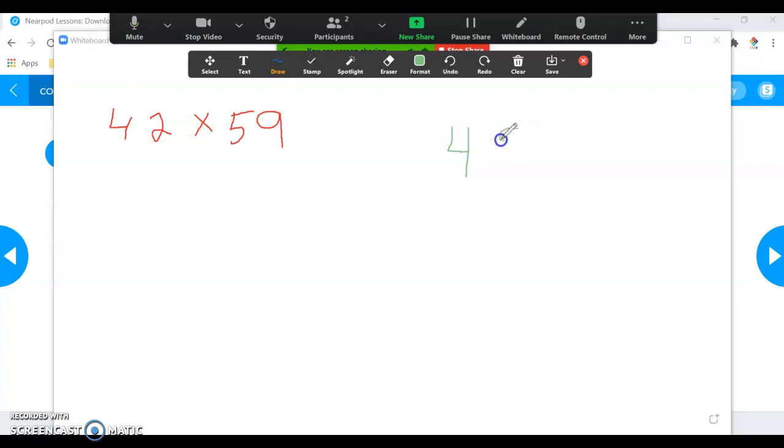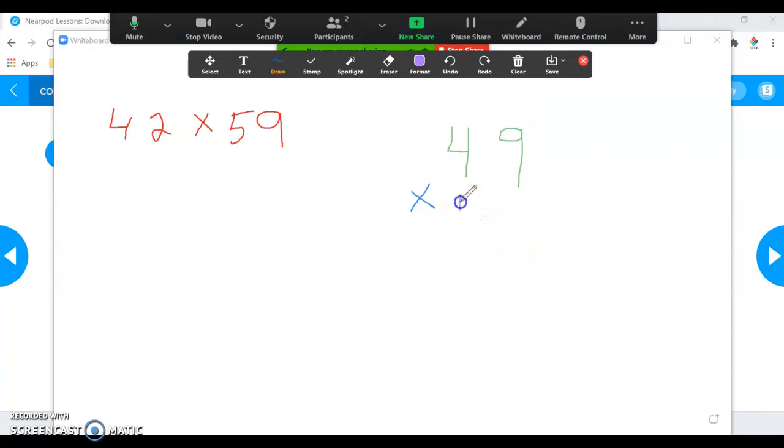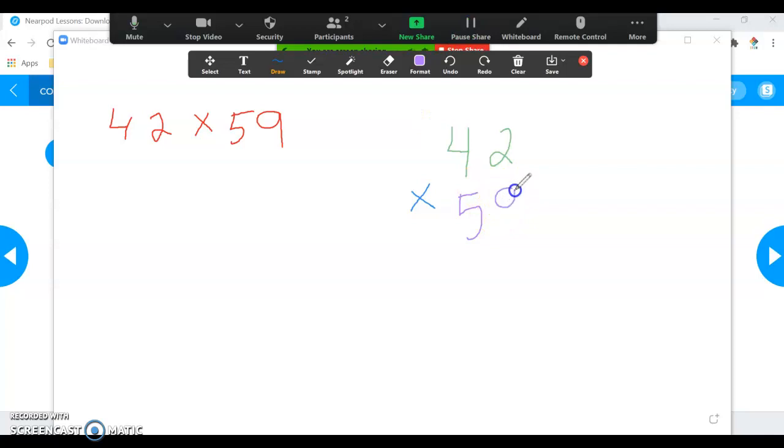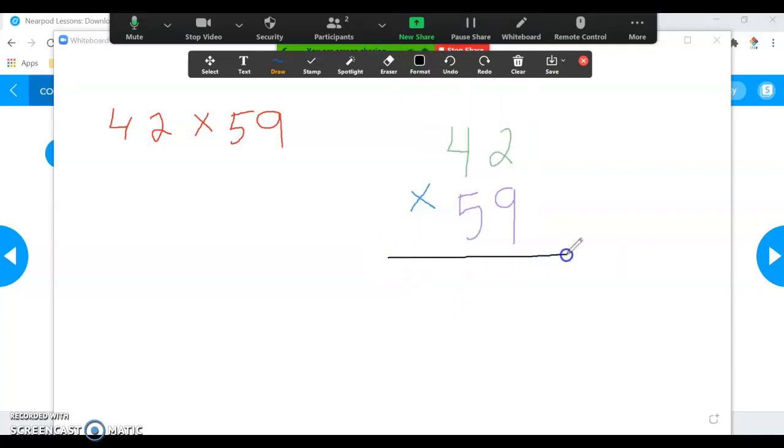Okay, so we have 49, and I'm gonna change my colors as you can see so you guys can see it very well. We're multiplying it by 59. Oh, it's not 49, it is 42, right? It is 42. That's our number. So 42 multiplying by 59. Okay, I'm gonna choose a different color. There you go.